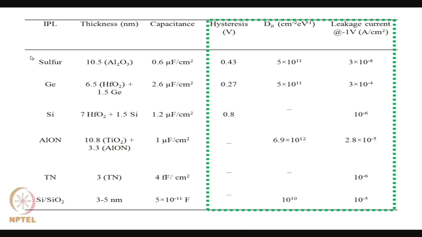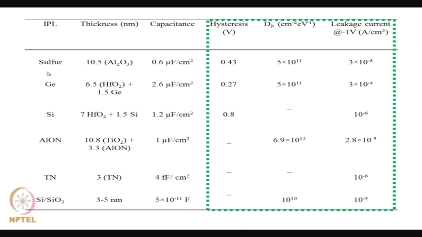So, with sulfur passivation, the gallium arsenide based MOS capacitor will have a DIT value of 5 into 10 to the power 11. With a germanium layer, 5 into 10 to the power 11. With silicon, no such value is available. Aluminum oxynitride 6.9 into 10 to the power 12, and for titanium nitride no such value is available.